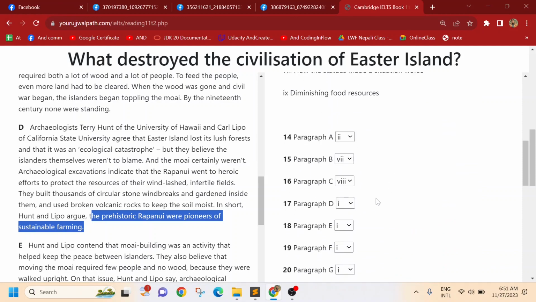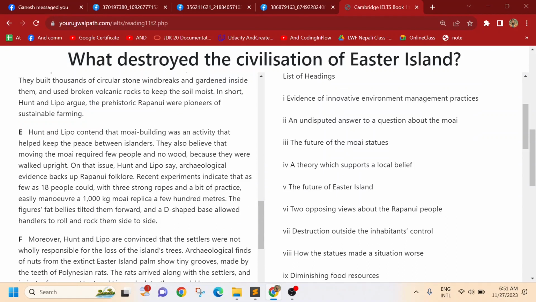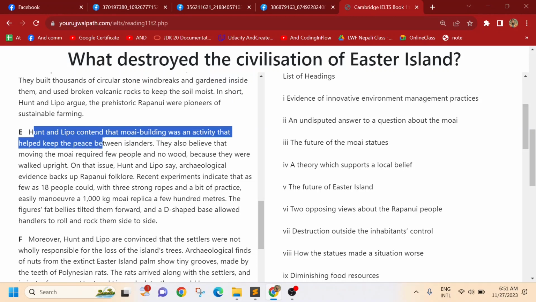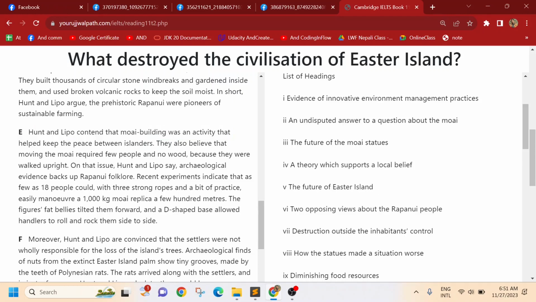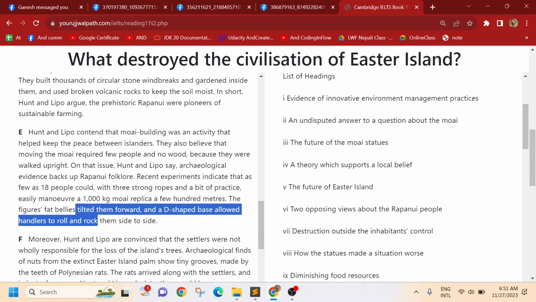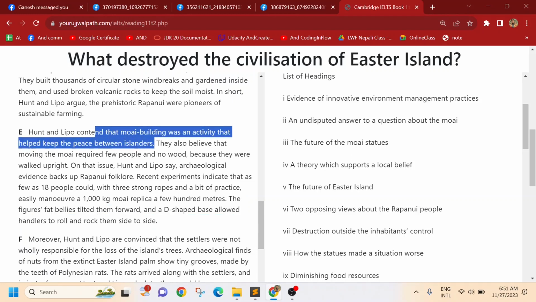So it's just there. And let's go with the E. With this paragraph E, Hunt and Lipo contend that the Maui builders' activity helped keep the peace between islanders. So building Maui was something, a peace activity. And the last one, the figure's fat bellies tilted them forward and a D-shaped base allowed its handlers to roll and rock them side to side. So what we see here is something about transportation. The D-shaped base allowed handlers to rock and roll them side to side, meaning they could carry them. And here what it says is it's a peaceful activity.